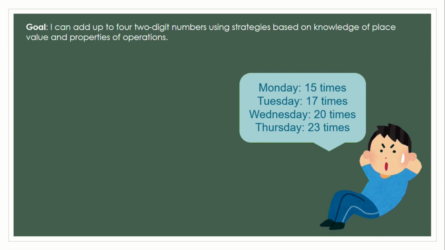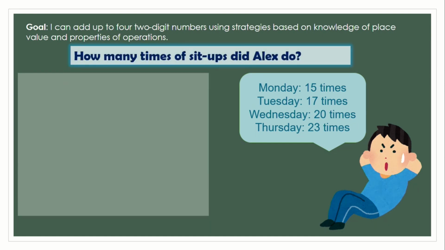Mr. said, "That's amazing. You were improving every day. Then how many sit-ups did you do in all last week?" Alex didn't count. I don't know. Can we help him find out the total number using place value strategy?